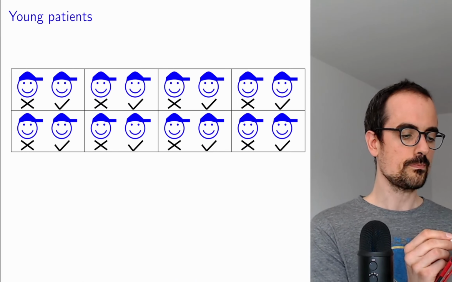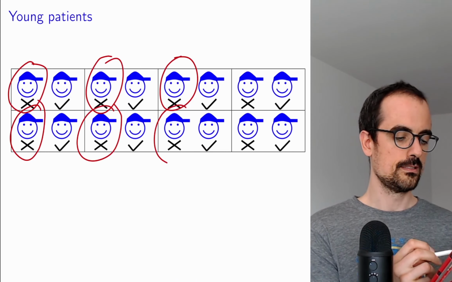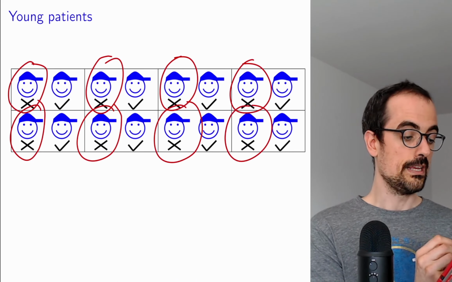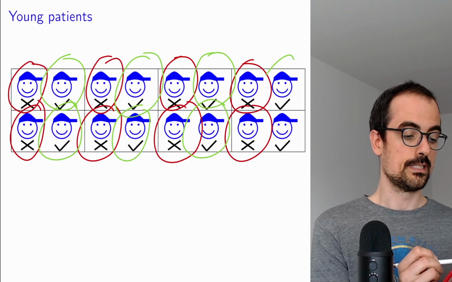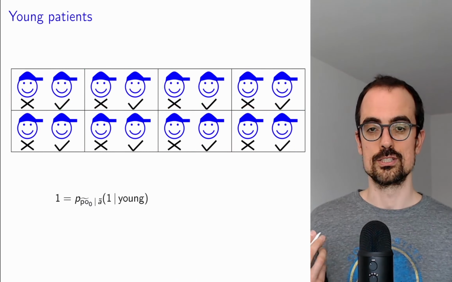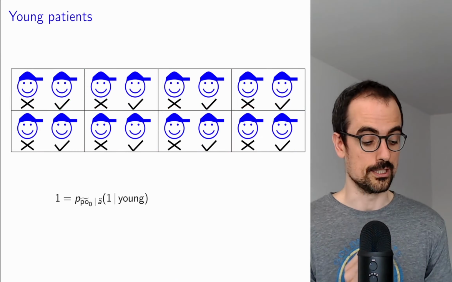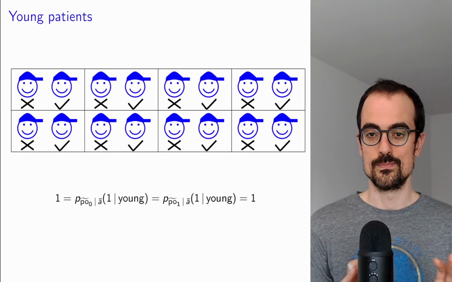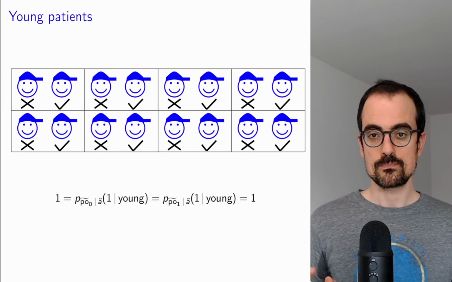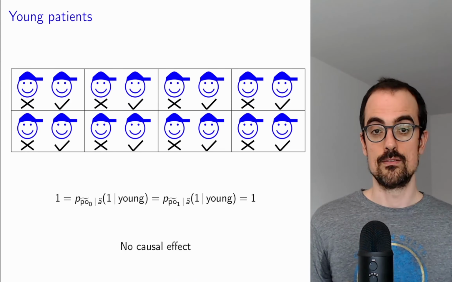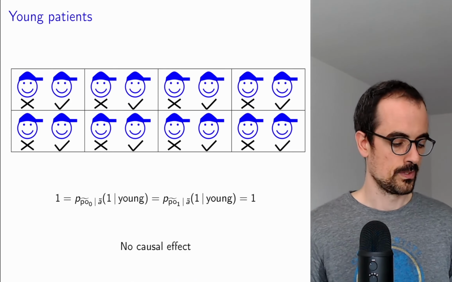So to be clear, these are the potential outcomes associated with no medicine. They all recover, these young patients. If we give them the medicine, they also recover. So for them, the potential outcomes are always equal to 1 because they always recover. If we condition on young, if we restrict ourselves to just the young population, they recover all the time. The probability that the potential outcomes are equal to 1 is equal to 1 for both potential outcomes. Now, for these young people, there's no causal effect. It doesn't matter whether they take the medicine or not, they're going to recover anyways.